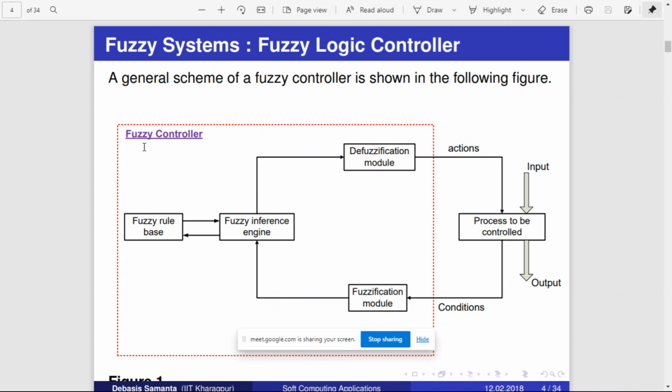So you can see that this fuzzy controller includes several blocks. It includes the fuzzification module, the defuzzification module, the fuzzy inference engine and the fuzzy rule base. You can call it a fuzzy controller or a fuzzy logic controller. How this fuzzy logic controller is designed is what we are going to discuss in today's session.